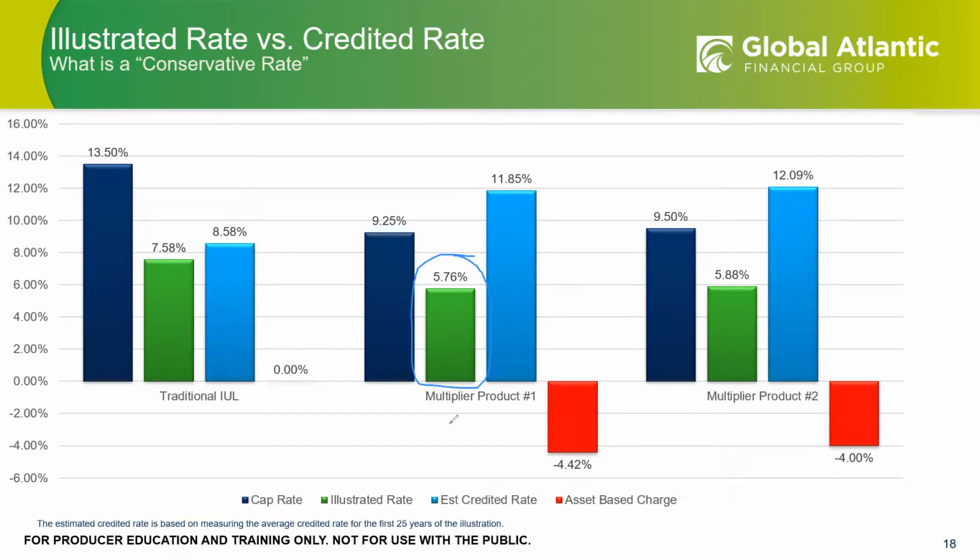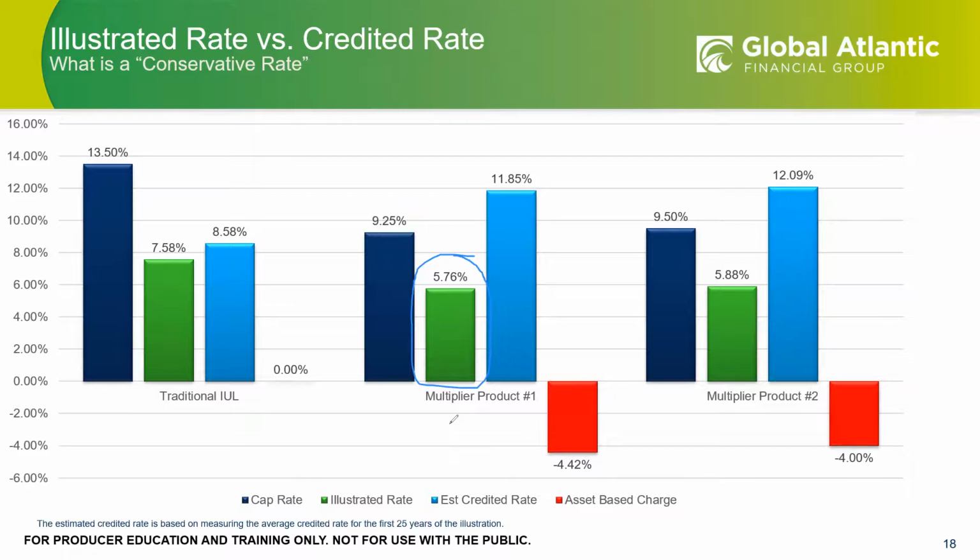Then once you have the initial crediting rate within the policy, you apply your bonus rate, whatever that bonus rate may be. So let's say your bonus rate is 50%. You would take your credited rate, so the 5.76 times 1.5, and that would equal the total credited rate for that year based on that bonus.